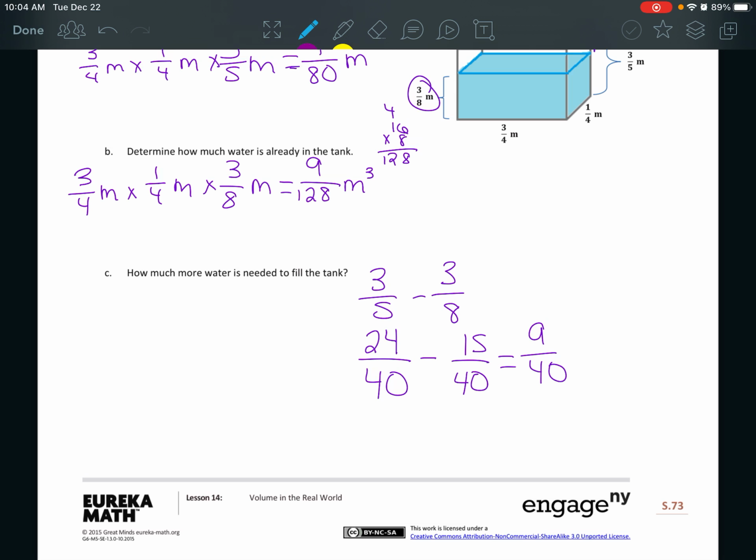So we would do 3/4 meters times 1/4 meter times 9/40 of a meter. And 3 times 1 is 3. 3 times 9 is 27. And 4 times 4 is 16. 16 times 40 would be 640 meters cubed.